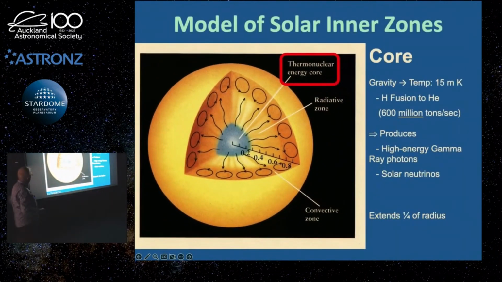So starting off with the core of the sun, right in the centre there. Because of gravity, the downward force, the temperature in the core of the sun is about 15 million degrees. And it's hot enough to fuse hydrogen into helium. 600 million tonnes per second of hydrogen gets burnt into helium at the core of the sun. The core extends out to about a quarter of the radius of the sun, very roughly. It's an easy figure to remember. And that nuclear fusion produces high-energy gamma-ray photons and some little particles called solar neutrinos.